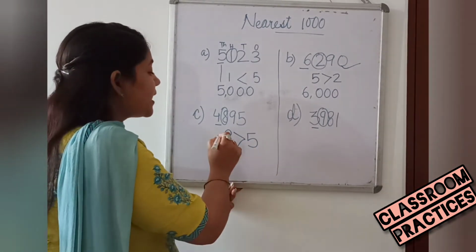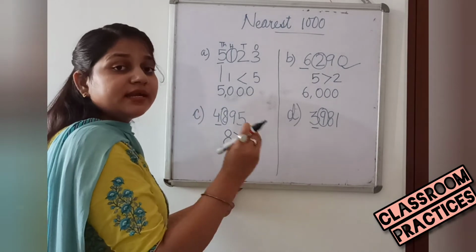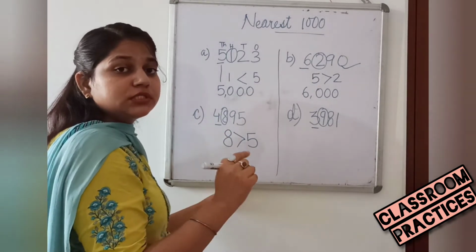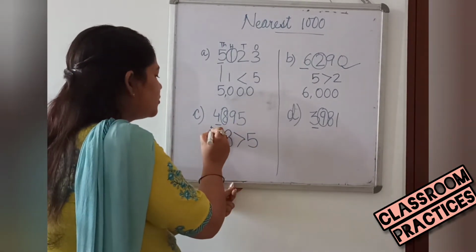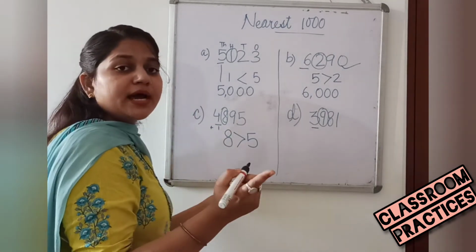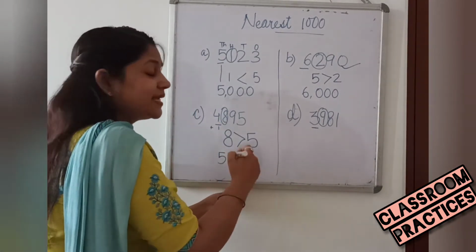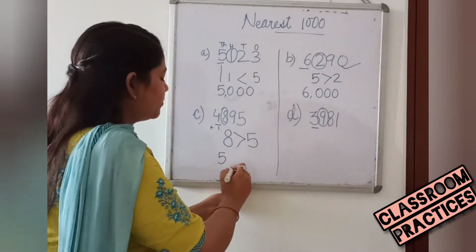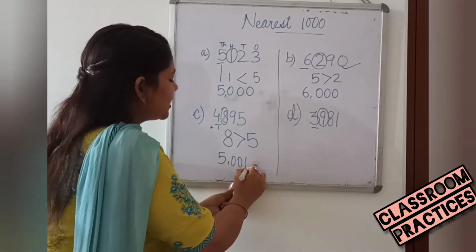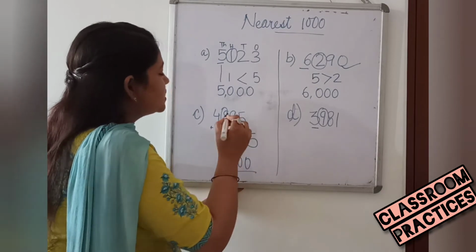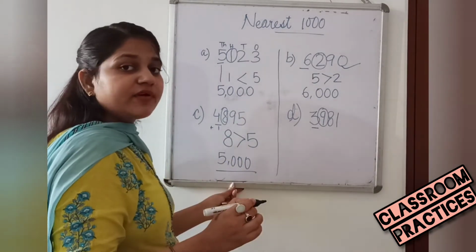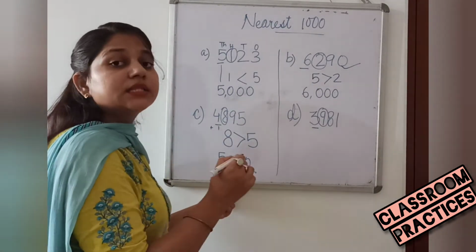Right, so since it is 8, what will we do? It is greater than 5, so we will increase the thousands place by 1. So we will add one to the thousands place, so what will it become? 4 and 1 is 5. And on the remaining next door places, what will we do? We will put 0. So 4895 will round off to 5000.